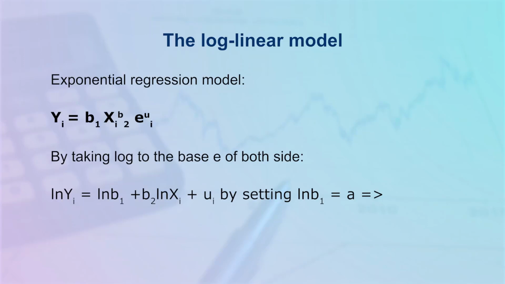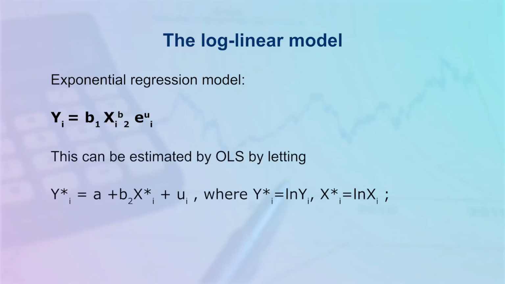If we take logarithm on both sides of the equation, then we end up with the natural log, which is base e: ln yi equals ln b1 plus b2 ln xi plus ui. This is very much familiar as a two-variable linear regression model, but it is basically the logarithmic model that we consider. Accordingly, we can write ln yi equals a, which is ln b1, the intercept coefficient, plus b2, the slope coefficient, times ln xi.